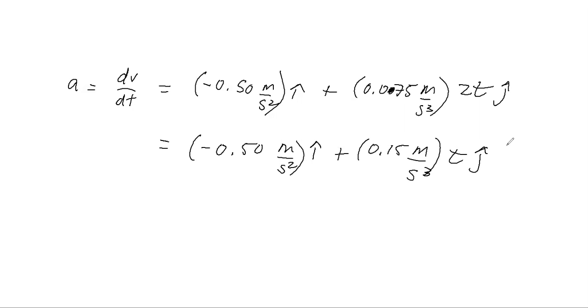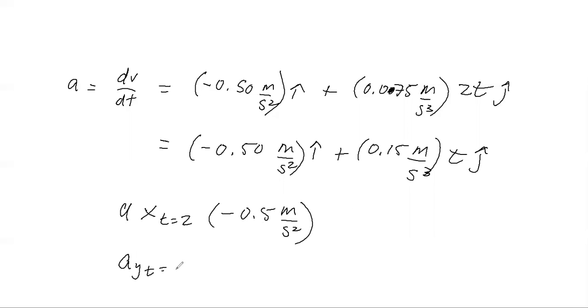Okay, and now to solve for that instantaneous acceleration at t equals 2. My x component, a sub x at t equals 2, is going to be negative 0.5 meters per second squared. And a sub y at t equals 2, putting in 2, is going to be 0.30 meters per second squared.